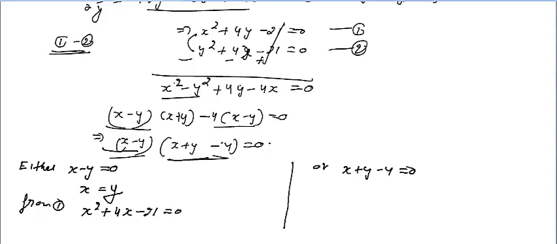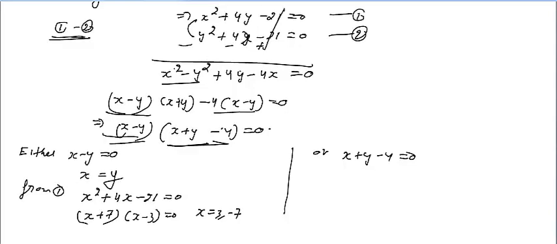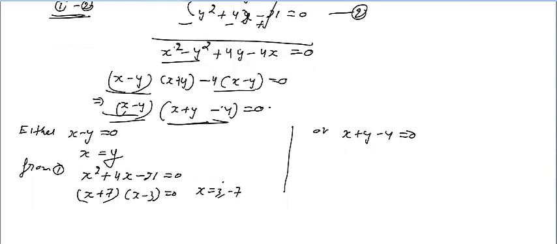When you solve this equation, you get x plus 7 and x minus 3 is equal to 0. You get x is equal to 3 and minus 7. So when x is 3, y is 3, and when x is minus 7, y is minus 7. So you are getting 2 points, (3, 3) and (minus 7, minus 7), because x and y are equal.